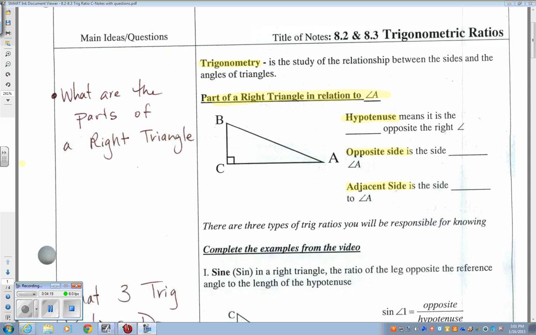Trig, you have to understand, is the study of the relationship between the sides and the angles in the triangle. When we label our parts now, and please pay attention because this is probably the first thing you have to make sure you do right, you will label everything in relationship to an angle. In this first example, we're going to label everything in relationship to angle A. So circle that angle, and then the hypotenuse is always the hypotenuse. It's always the same spot, and it is the side.